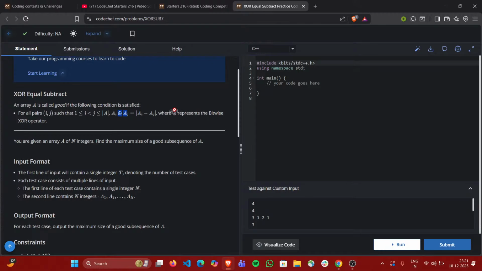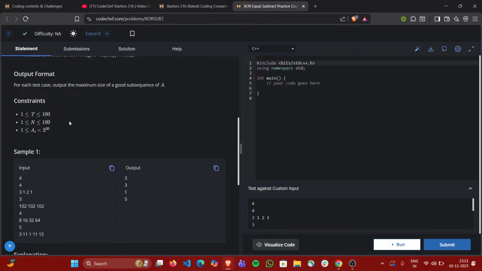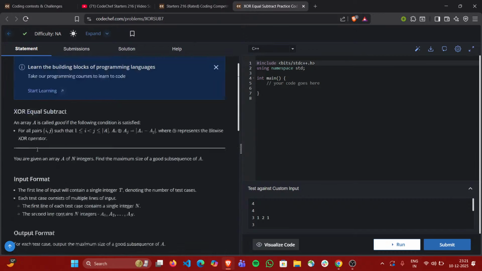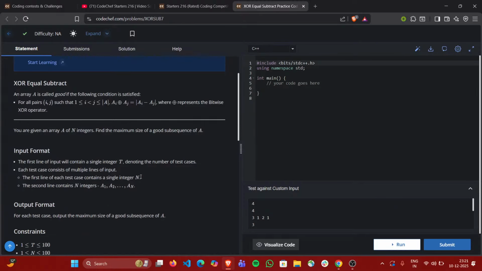And this thing right here represents the XOR operator that has been told to us. So you are basically given an array of n integers. You have to find the maximum size of a good subsequence of A. So subsequence is basically, as you know from the last question, just selecting some elements, not necessarily continuous, but in any way. They might be continuous or they might not be continuous for a subsequence, right?